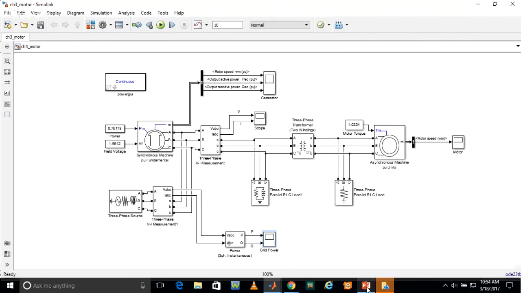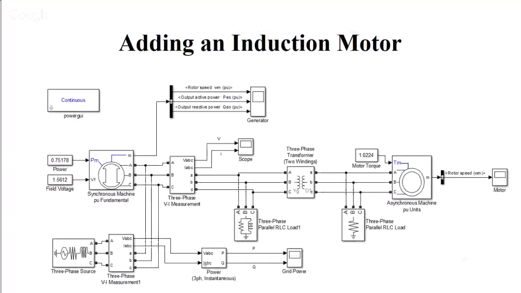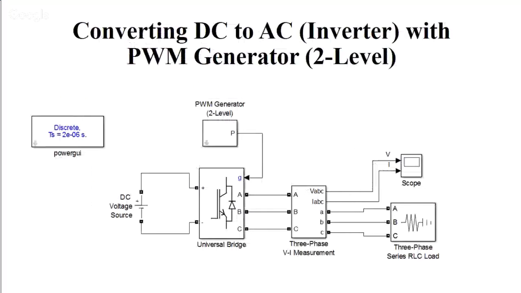So the next thing we're going to discuss is converting DC to AC, an inverter with a PWM generator. In this we have used a universal bridge. A universal bridge is a simple three-phase bridge circuit utilizing 6 switches. We have given a PWM generator with 6 pulses to this universal bridge circuit, and we have taken a DC voltage source.